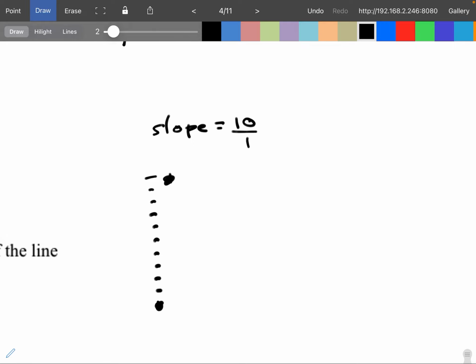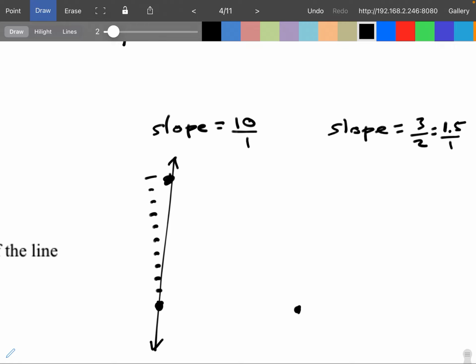Don't have to draw this, but over on the side here, if I just draw you something real quick. If you had a slope of 10, that would be like if you had a point here, that'd be up 10. 1, 2, 3, 4, 5, 6, 7, 8, 9, 10 over 1. Well, can you guys see that? That would be pretty steep. That's a pretty steep line, right?